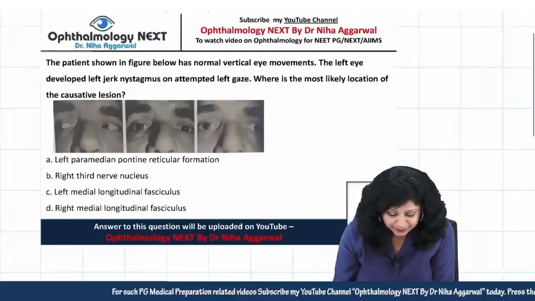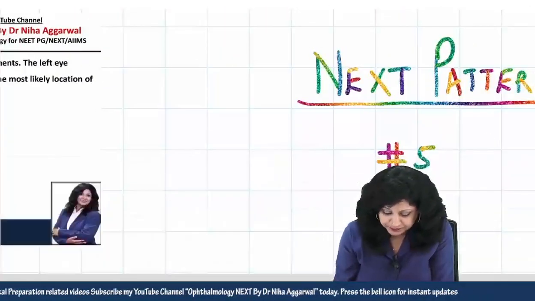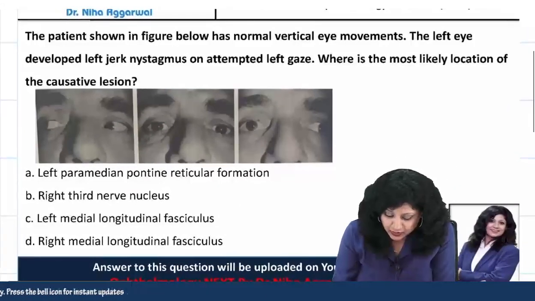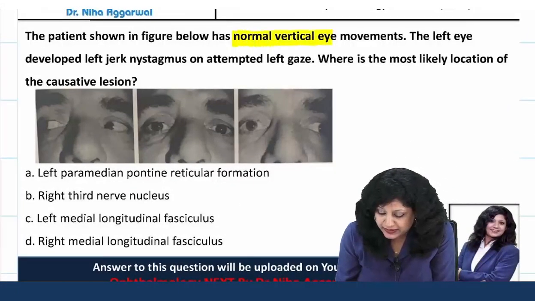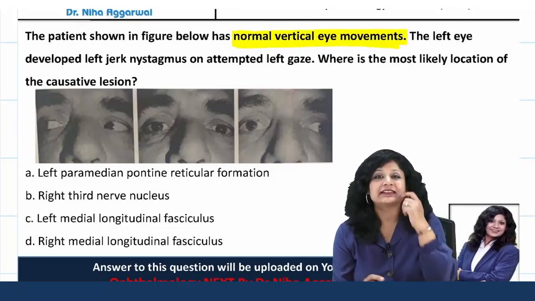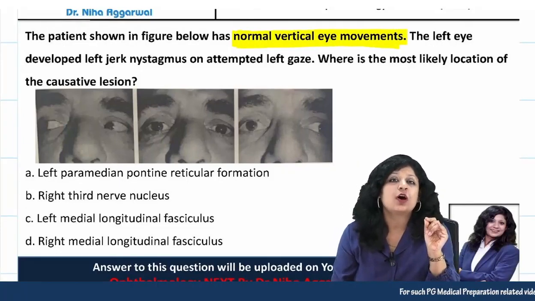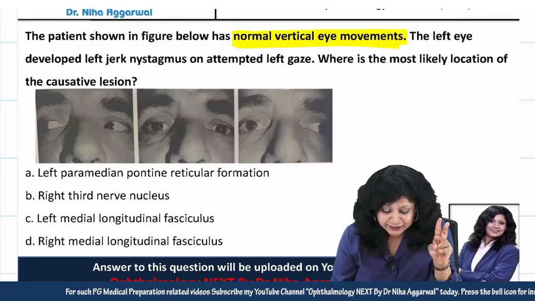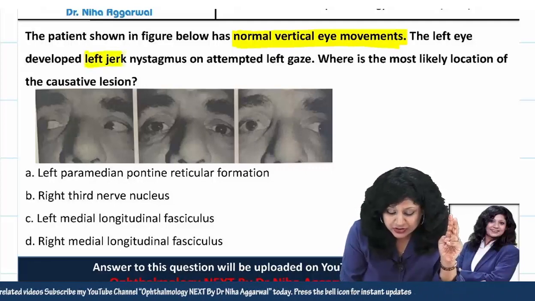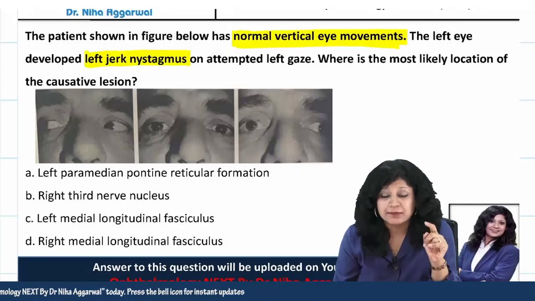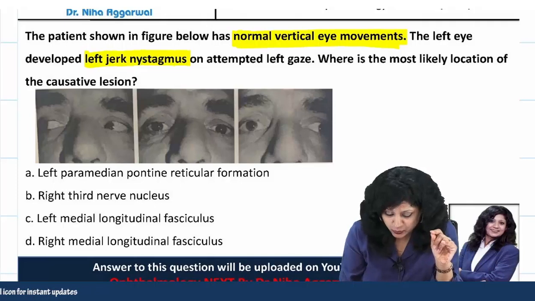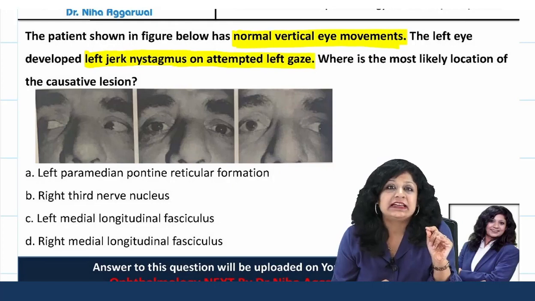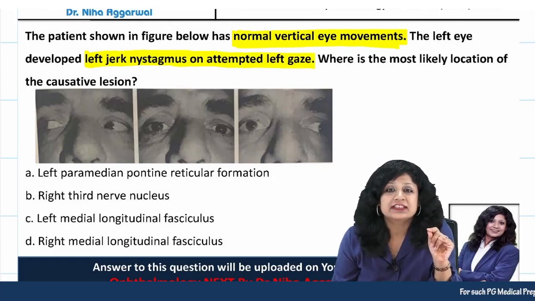So let's see, this is a patient shown in the figure who has normal vertical eye movements. So they are saying that we have to concentrate on the horizontal eye movements. The vertical eye movements are normal. The left eye developed left jerk nystagmus on attempted left gaze. The whole line is very, very important. Where is the most likely location of the causative lesion?